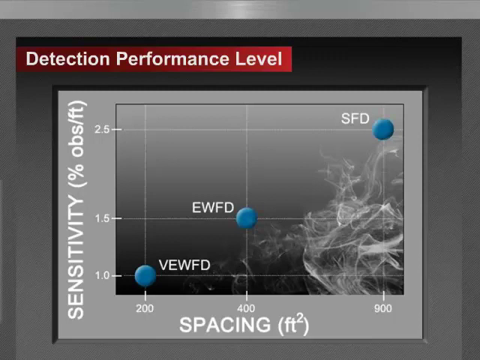But generally, we'll find around 2.5% obscuration per foot. Then we have the category of early warning fire detection with spacing at 400 square foot and alarm sensitivity at 1.5% obscuration per foot, as referenced in NFPA 76. And the reference to VEWFD, very early warning fire detection, considers spacing at 200 square foot and alarm sensitivities at 1% obscuration per foot at the sampling point, as referenced in NFPA 76.